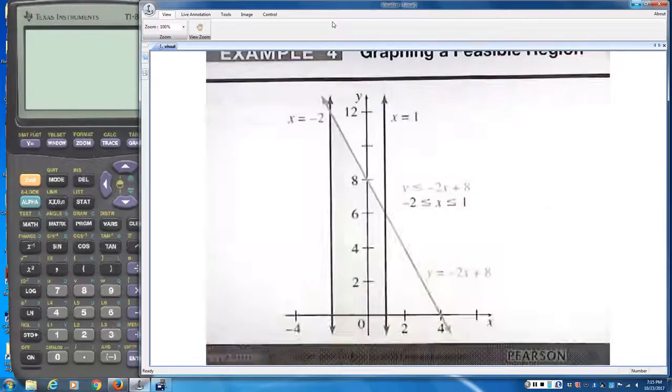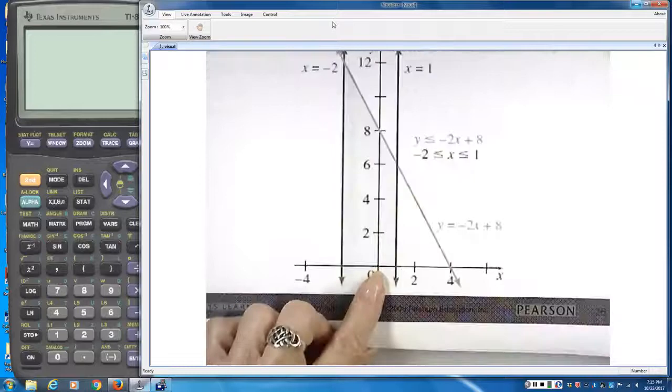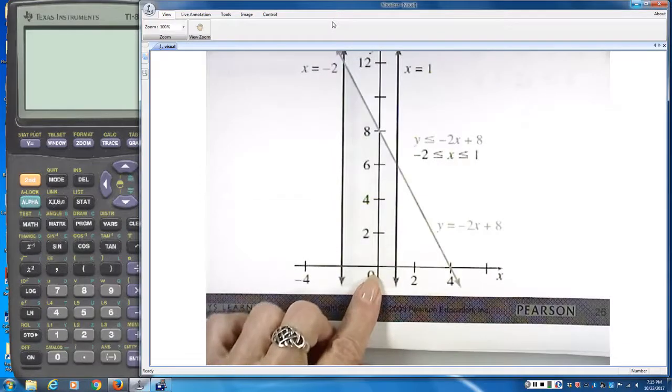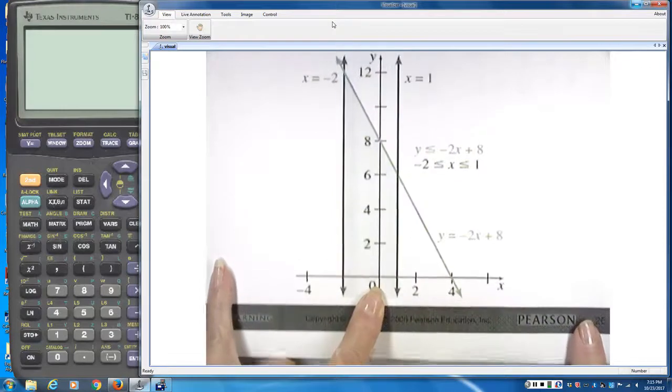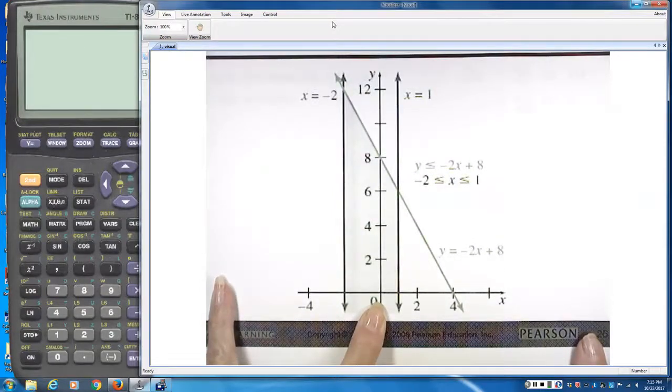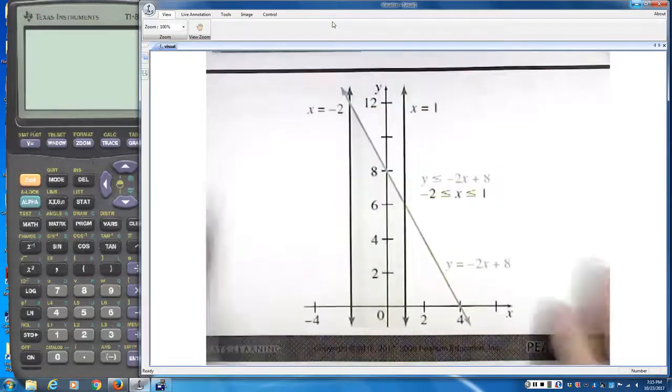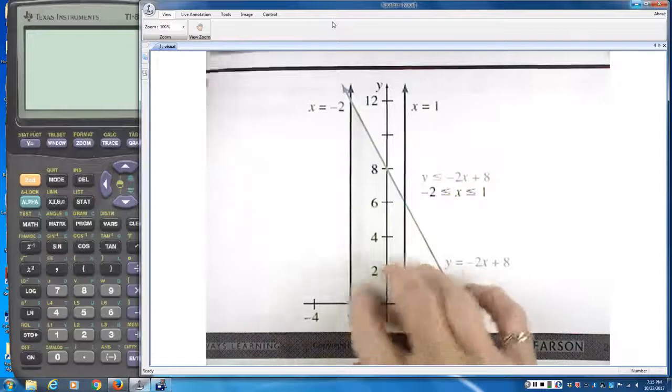So we've graphed that feasible region and we've determined that it looks like this. Okay? Questions so far? Okay, let's see.